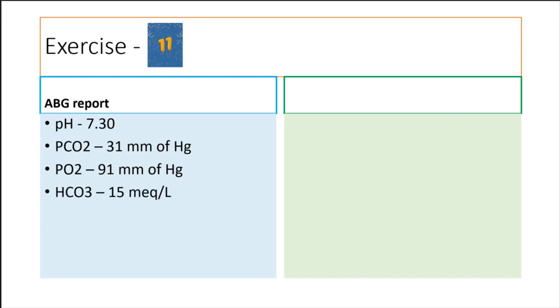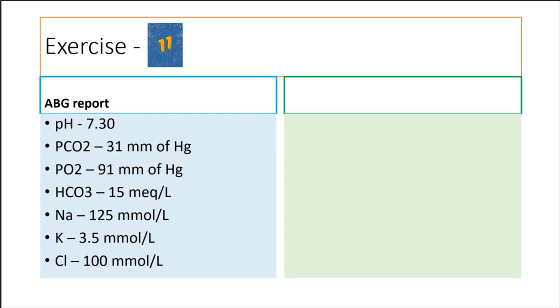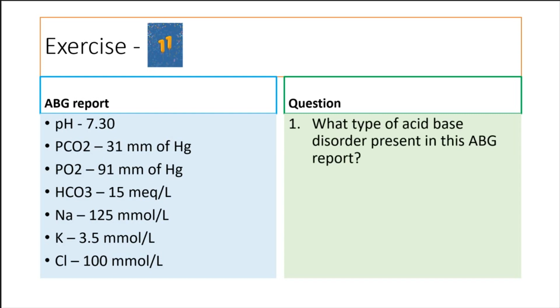HCO3 or bicarbonate 15 milliequivalent per liter. Na or sodium 125 millimole per liter. K or potassium 3.5 millimole per liter. Cl or chloride 100 millimole per liter. Question. 1. What type of acid-base disorder is present in this ABG report?